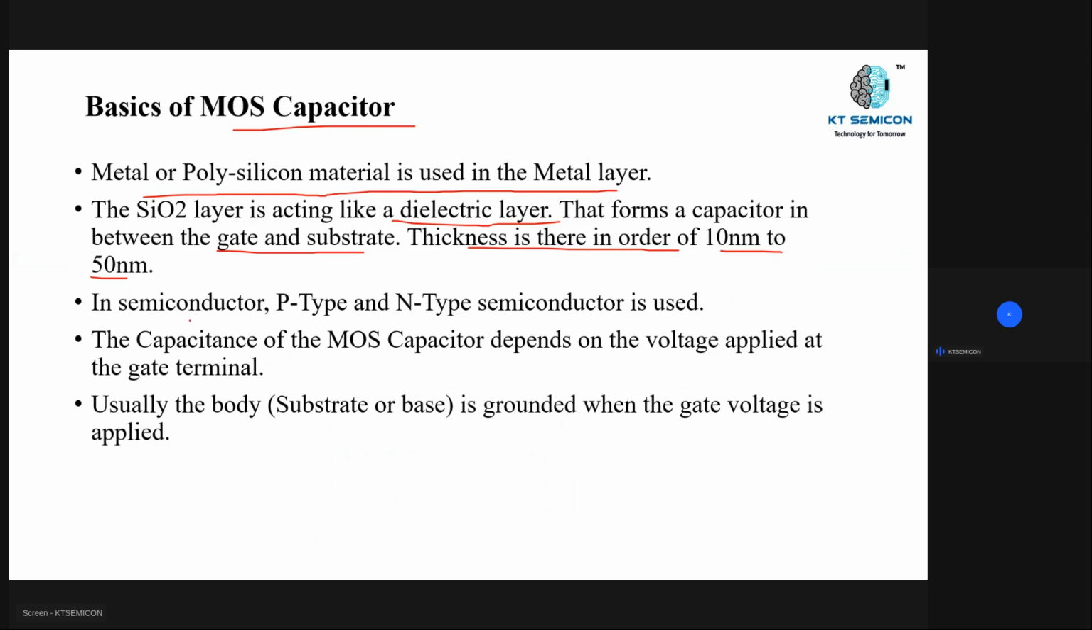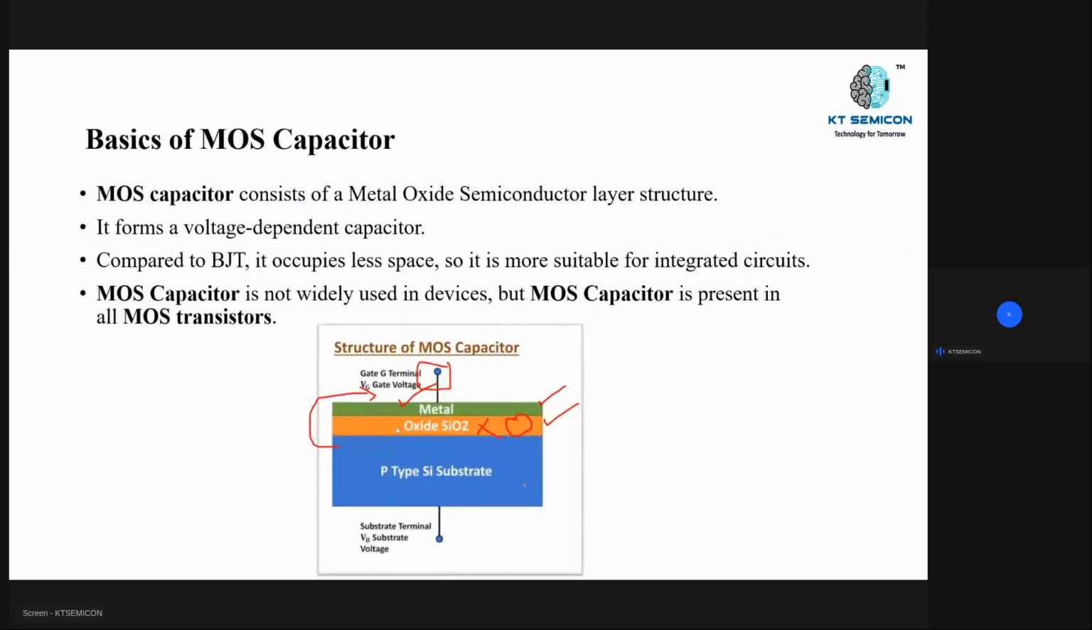In semiconductors, p-type and n-type semiconductors are used. So while selecting the substrate, it may be either n-type or p-type. We can select whatever we want depending on the construction of the transistor.